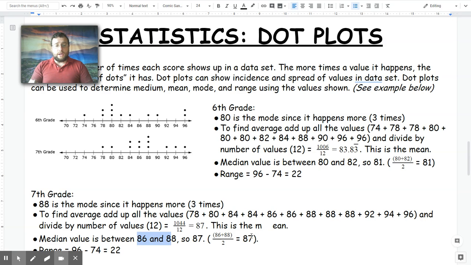Another interesting way to look at this is to look at the mode, the median, and the mean together. The median is 87, and the average is also 87 for 7th grade, and the mode is 88. The fact that they all agree means that the values aren't biased to one side or the other of the data set. There are just as many to the right of that average as to the left of that average, or higher and lower than that.